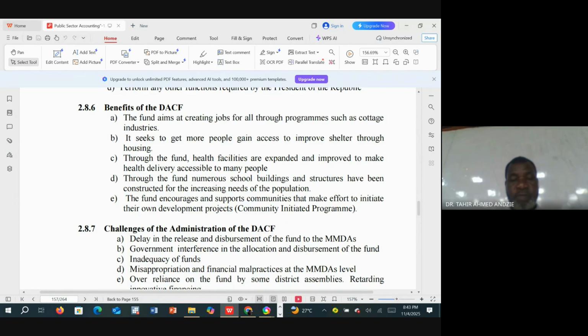Through the fund, various schools, buildings, and structures have been created or constructed for the increasing needs of the population. And then the fund encourages and supports communities that make efforts to initiate their own development projects. Okay, that is community initiated programs.